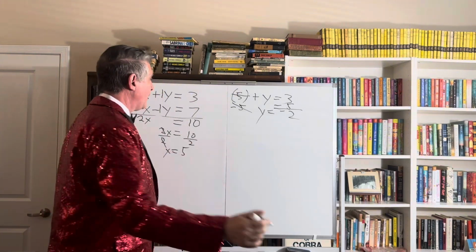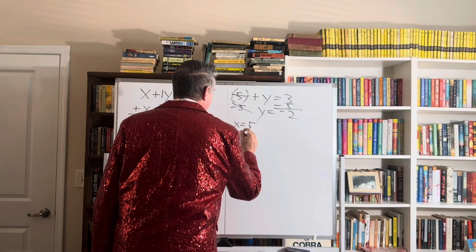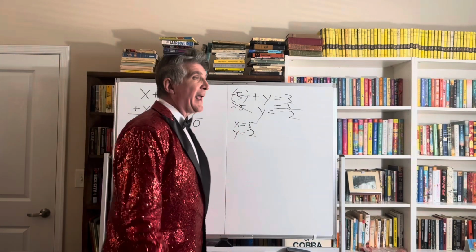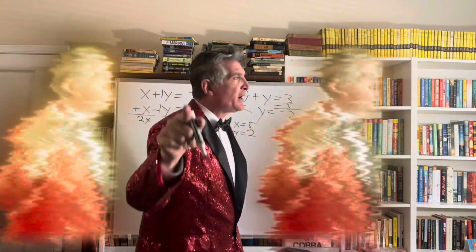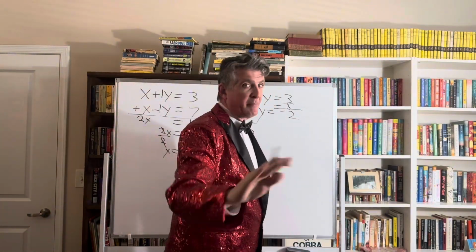Well, what do we have now? I'll tell you what we have. We've got x is equal to 5, and y is equal to a negative 2. How would this look on the coordinate plane? See, I beat you to the punch. I knew you were going to ask me, and I'm going to show you how this would look on the coordinate plane. By the way, I invented the coordinate plane, but don't let anybody tell you different.